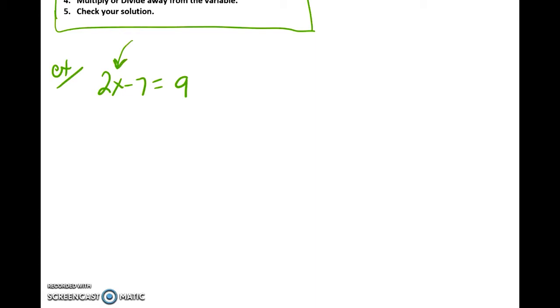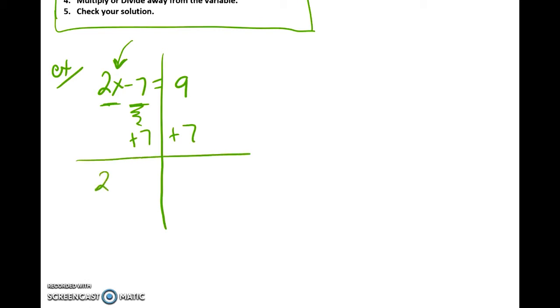Next step, we are going to add or subtract away from the term with the variable. And in this case, we notice that we are being subtracted by 7 here. So when we're subtracting by 7, we're going to add 7 to both sides in order to move it over. And now when we bring down the 2x, we get 2x plus 0 here, which is what we needed. And then we add straight down here to get 16.